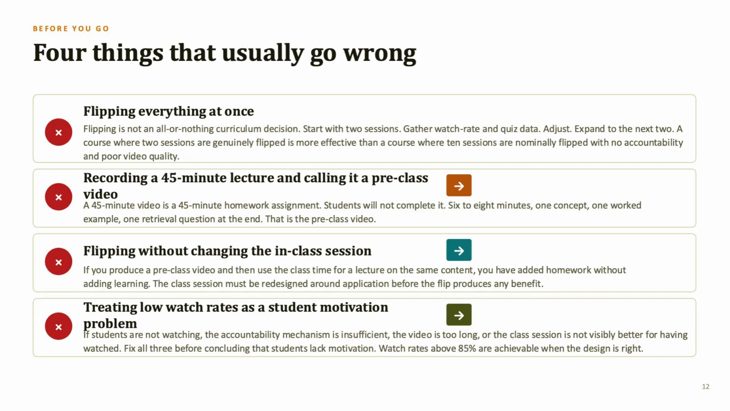As we prepare to implement these approaches, it's crucial to understand what often goes wrong. The first pitfall is flipping everything at once. Flipping is not an all-or-nothing decision. Start with just a couple of sessions, gather watch rate and quiz data, and adjust before expanding. A course where 2 sessions are genuinely flipped is more effective than a nominal flip of 10 with poor quality.